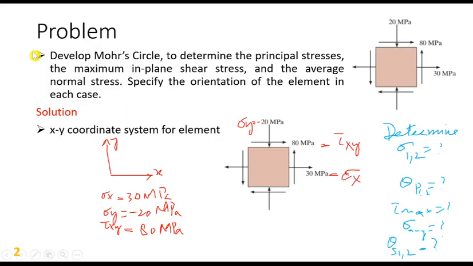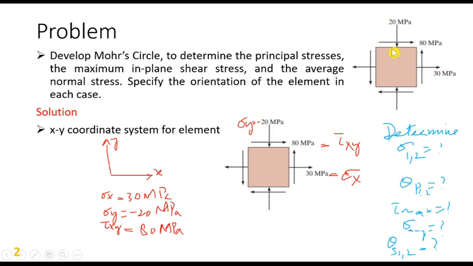The statement of the problem is: develop Mohr circle to determine the principal stresses, means sigma 1, sigma 2. We have to determine the maximum in-plane shear stress, tau max, and the average normal stress, sigma average, that is associated with this tau max orientation. Specify the orientation of the element in each case. We have to determine theta p1, p2 for this case and theta s1, s2 for the maximum shear case.